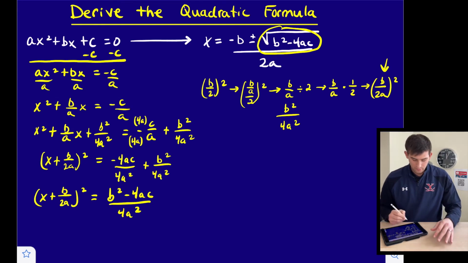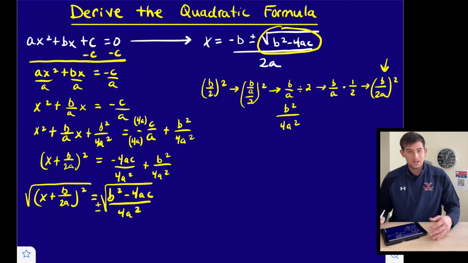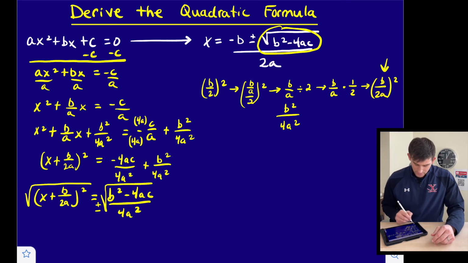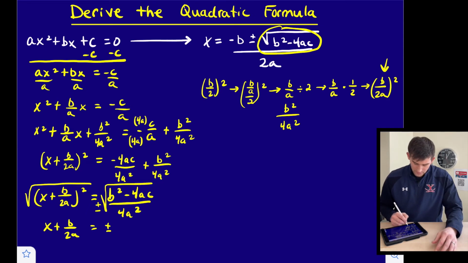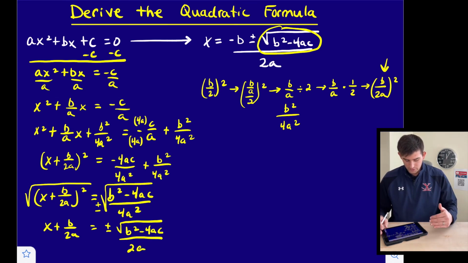Now we can take the square root of both sides to get rid of this exponent of 2, right? So that will cancel there. And we're going to take the square root of both sides, and remember, this is positive or negative since we are introducing the square root. So now we have x plus b over 2a is equal to positive or negative. The square root of the numerator we can't do anything to, so that's going to still be b squared minus 4ac. But our denominator, we can take the square root of 4, we get 2. The square root of a squared is a. So now we have x plus b over 2a equals positive or negative square root b squared minus 4ac divided by 2a. So we're almost done.